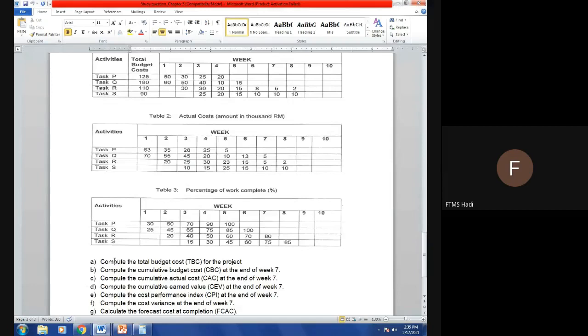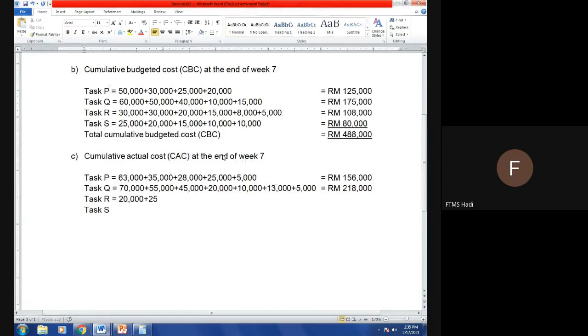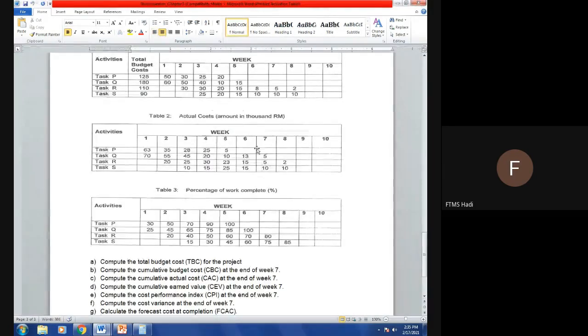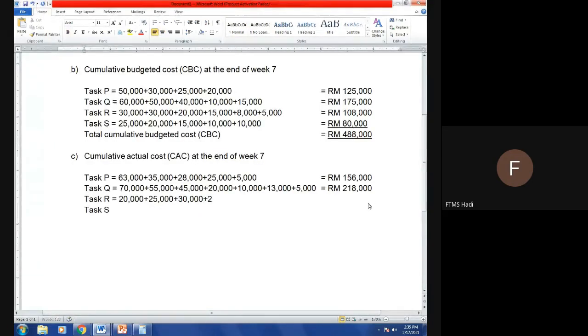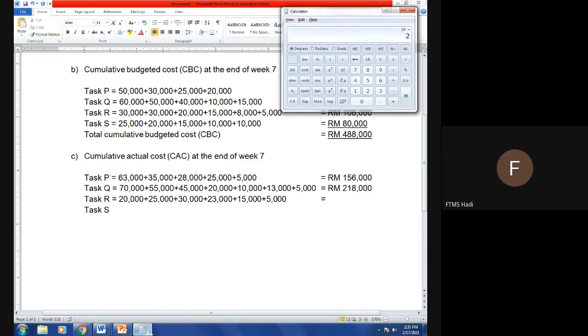For the third part here, this one, task R: 20, 25, 30, plus 23, 15, 5. So you get 20 plus 25 plus 30 plus 23 plus 15 plus 5, which is 118.